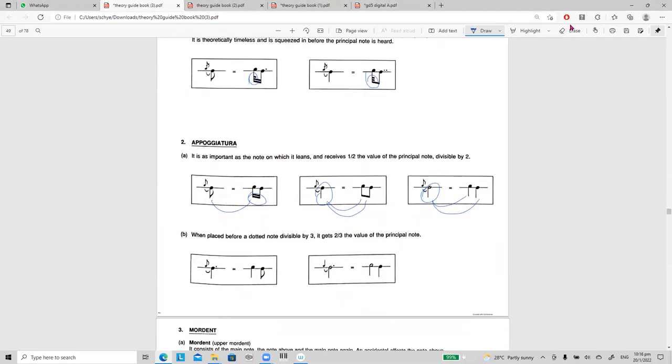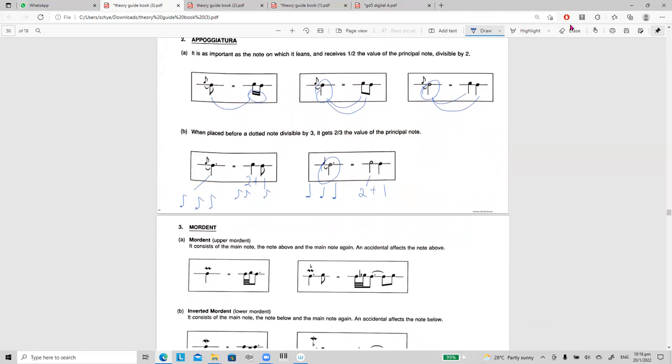If it's a dotted note, this note can be split into three quavers. If the note has a dot, then you have two quavers plus one quaver when you write it out. If it's a dotted minim, then this dotted minim has three crotchets. So when you write it out, the value of the note will be two crotchets plus one crotchet.